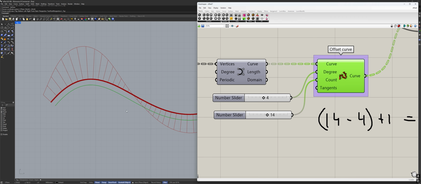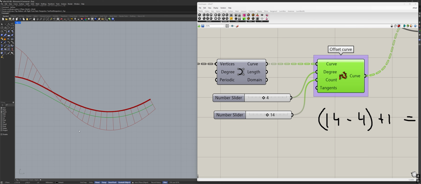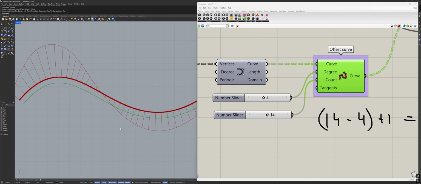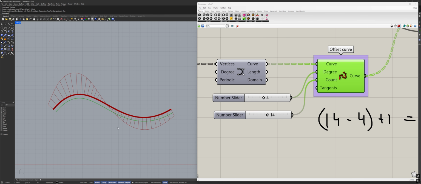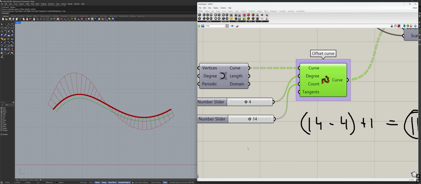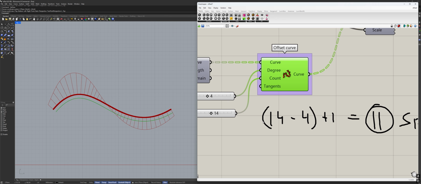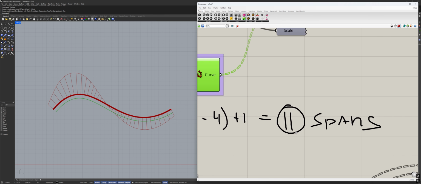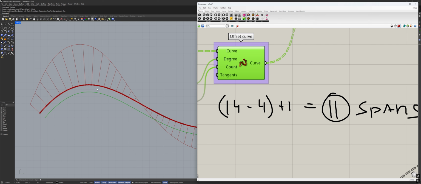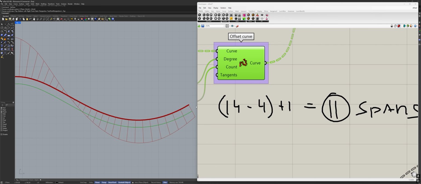So basically here, I don't see how many spans this curve has, but trust me, there is a pretty big number, and it's easy to calculate because the formula, once again, math is equal everywhere. It's very simple. So you can do it the same as you can do it in Alias. You take the amount of control points, subtract the degree for a segment, and add 1. So it will be 14 minus 4 plus 1. It will be 11 spans. So this curve has 11 spans, and this curve has 11 spans.